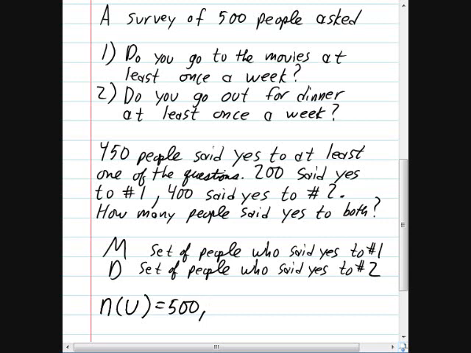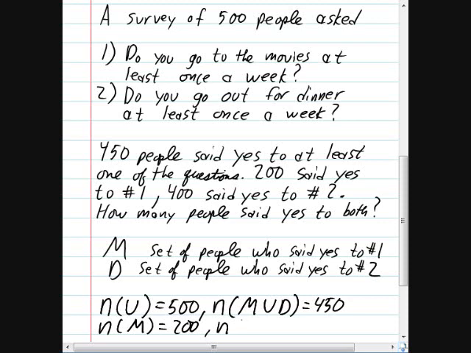Next, we're told that 450 people said yes to at least one of these questions, which means that's the number of people in the set M union D. It's 450. We're told that 200 people said yes to number 1, which means that they went to the movies, so the number of people in the set M is 200. And finally, the number of people who said yes to question 2, which is that they go out to dinner at least once a week, is 400. So the number of people in D is 400.